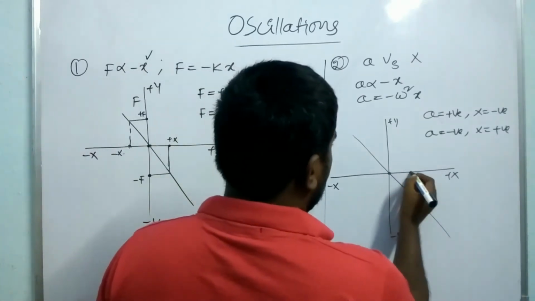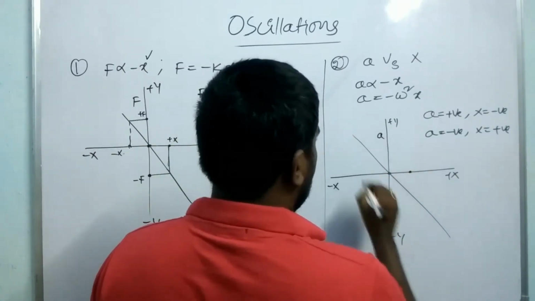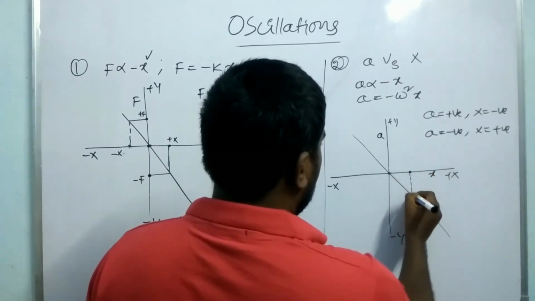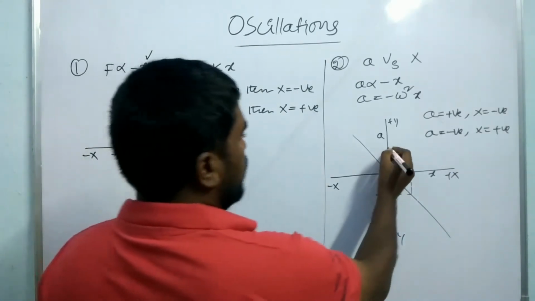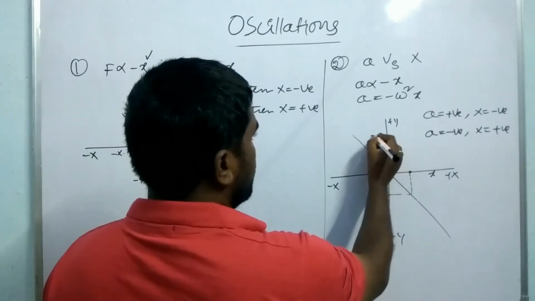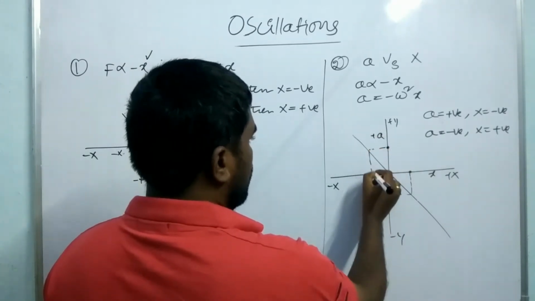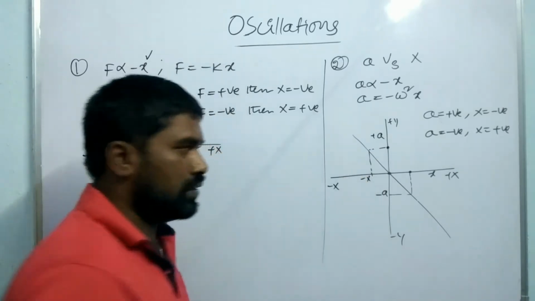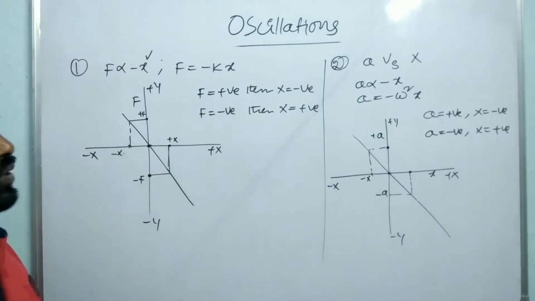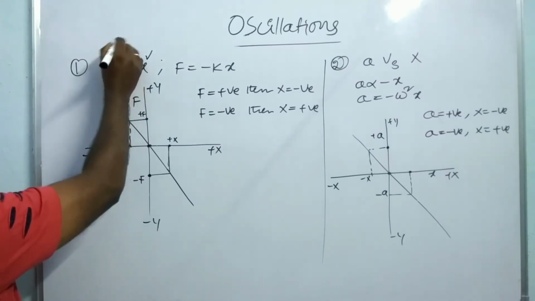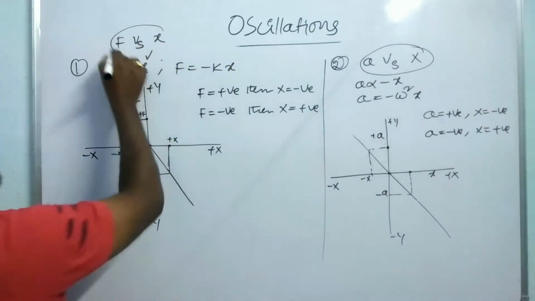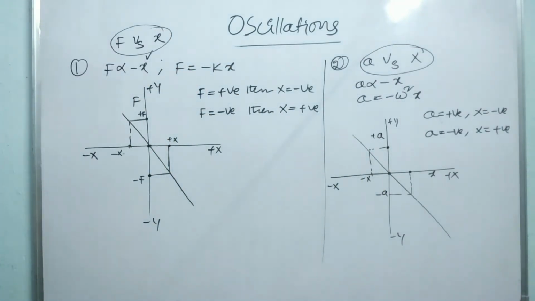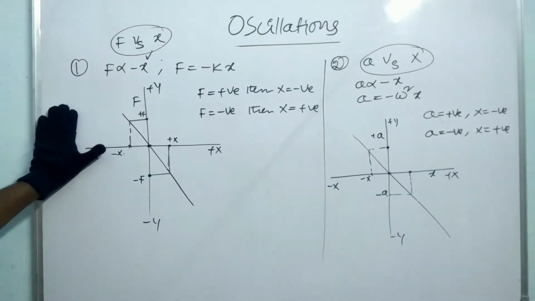So if X is positive, this is the displacement, and the acceleration is negative because it lies on the negative y-axis. If A is positive, the acceleration is plus A on plus Y, then the displacement is negative x. Okay, so this is the graphical representation of force versus displacement and acceleration versus displacement. Now we have to see the velocity versus displacement.